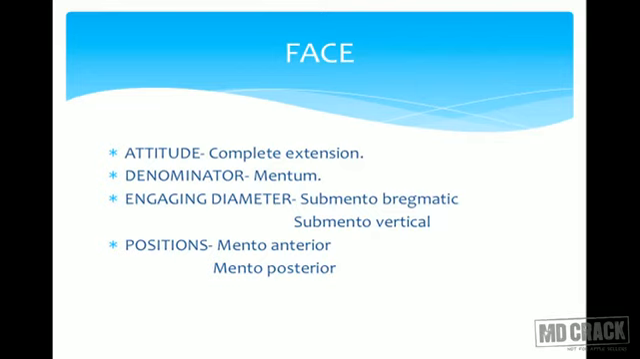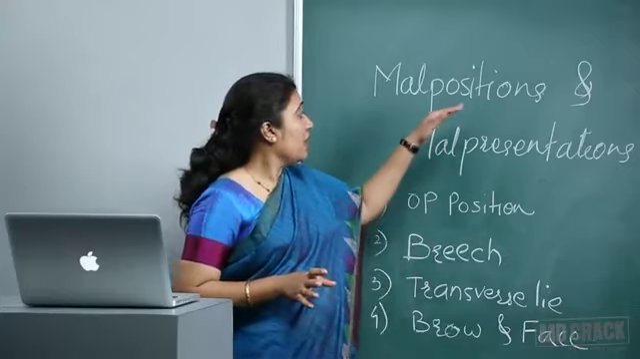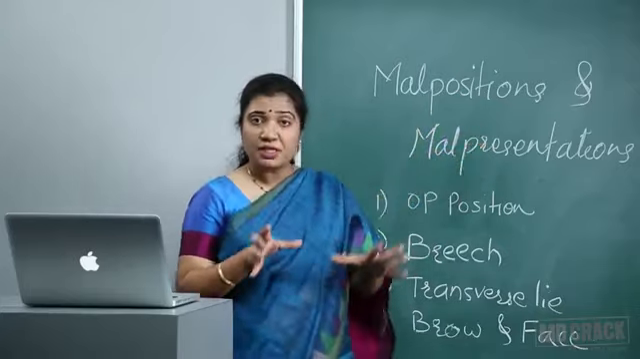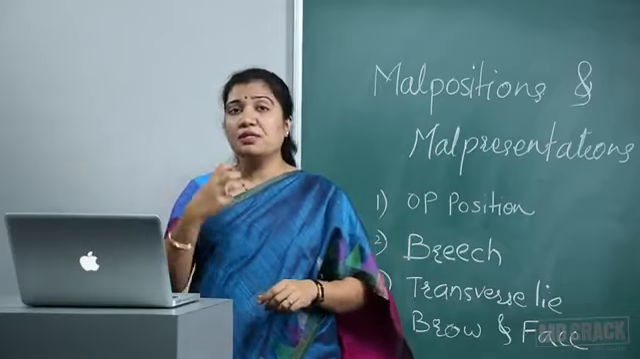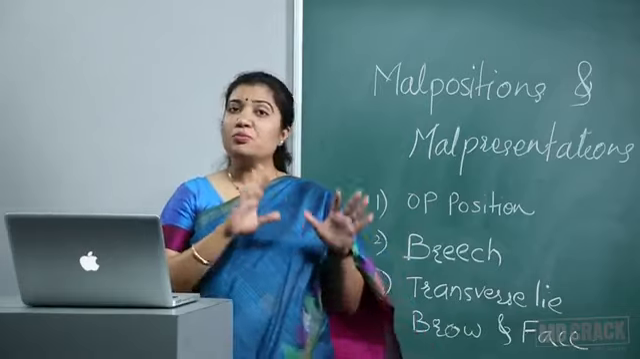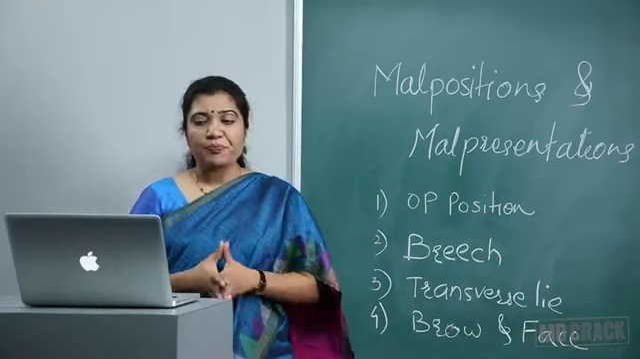Usually in occipito-posterior position, the favorable is right occipito-posterior. Attitude is deflection. So if this deflection continues and becomes extension, then there is formation of face presentation. So again, this is a type of malpresentation where the presenting part is abnormal, position is still cephalic.